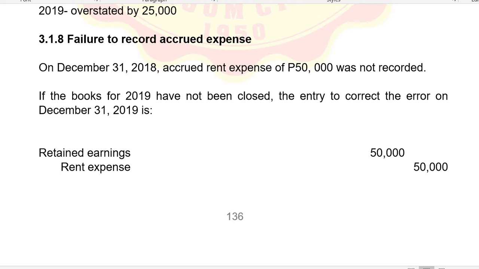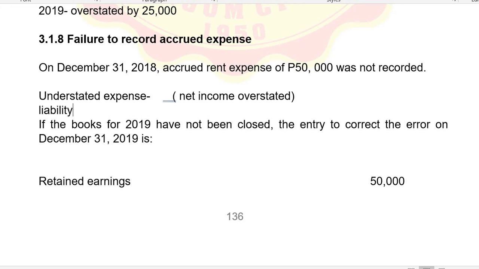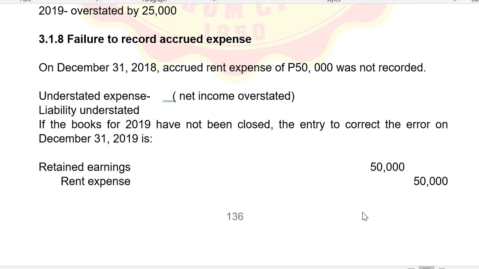Okay. So, if the books for 2019 have not been closed, the entry to correct the error on December 31, 2019 is this. Since you did not record the expense in 2018, your expense is understated, right? What happens to net income? It results in net income being overstated. Also, your liability is understated because you did not record the accrued expense. So, your entry would be a debit to retained earnings, credit rent expense.